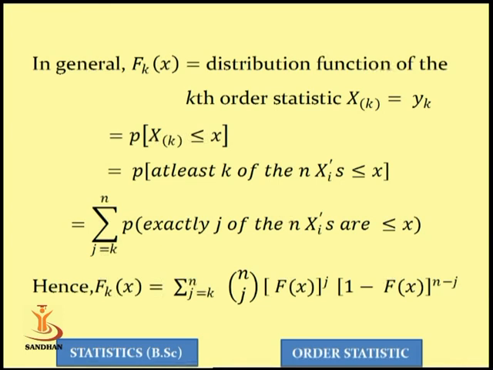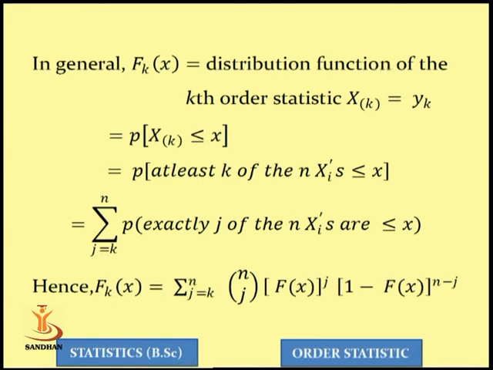So when I say probability of X(k) less or equal to x, it is the same as saying that at least k of the n observations Xi's should be smaller or equal to x. When I say at least k, it means k or more than k, so I can write that probability in terms of a summation: k observations out of n are less or equal to x, or k plus 1, or k plus 2 observations, or possibly all n of them are less or equal to x. So my summation varies from k to n. I am writing summation over j from k to n of the probability that exactly j out of the n Xi's are smaller or equal to x.